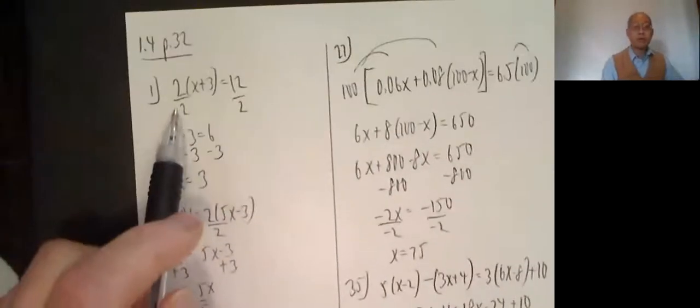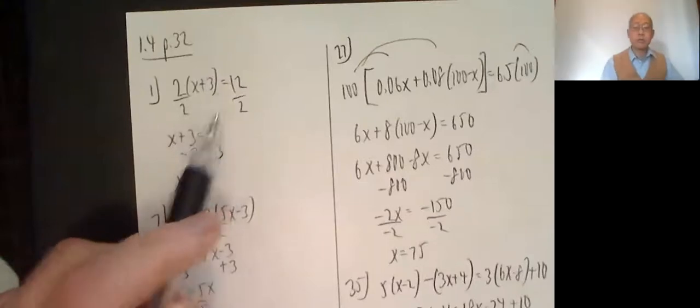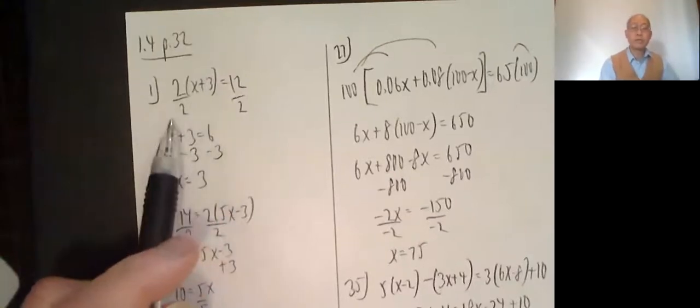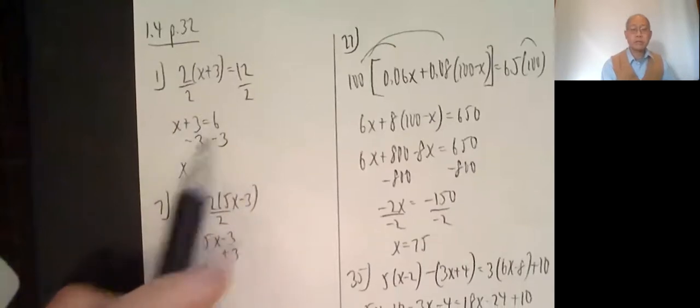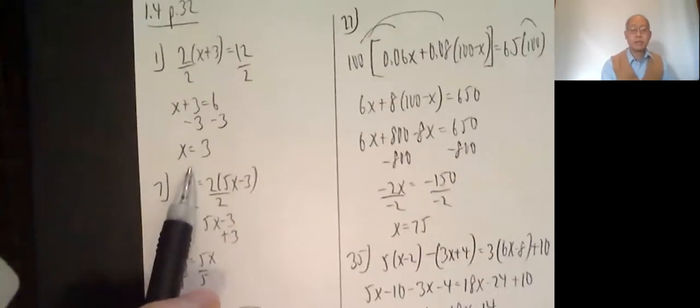So problem number 1, 2 times x plus 3 equals 12. Now you could distribute, but it's a lot easier to just divide by 2. If I divide by 2, I have x plus 3 equals 6. Subtract 3, x is equal to 3.